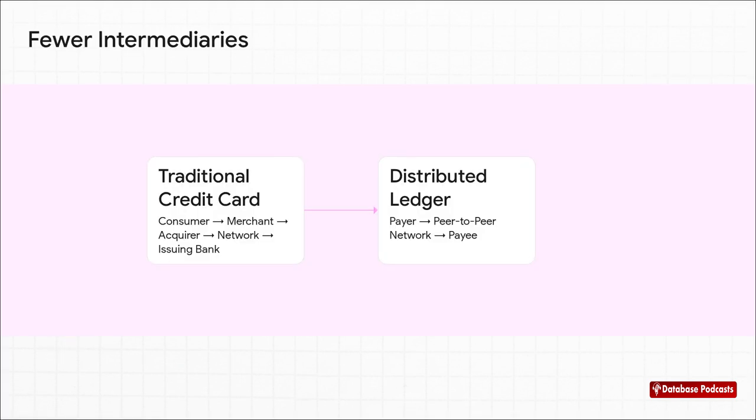Just think about a simple credit card payment, right? You swipe your card, and that transaction has to bounce between the merchant, their bank, the card network, your bank. There's this whole long chain of middlemen, and every single one takes a cut and slows things down. With a distributed ledger, that payment can go directly from the payer to the payee through the peer-to-peer network. You cut out that whole institutional chain, and the process becomes way faster, way cheaper, and way more efficient.